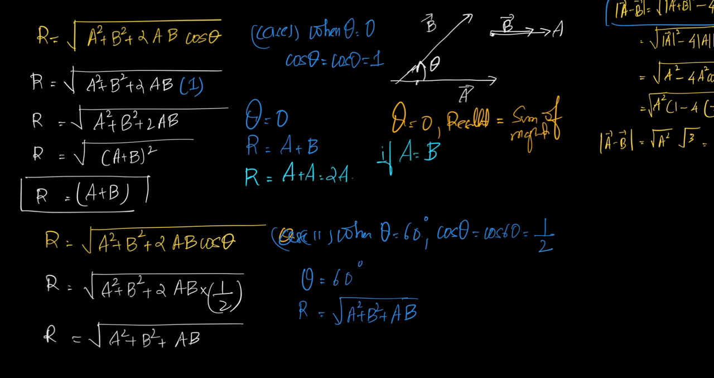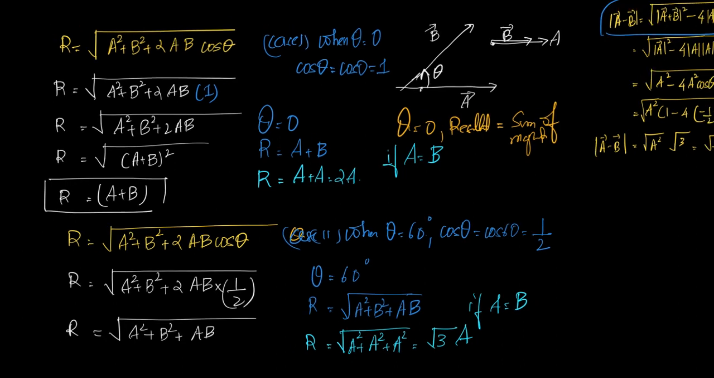And if a is equal to b, what do we have? We have R equal to root of a square plus a square plus a square, which is root of 3a square, or which is root 3 a, right? Okay, so we discussed two cases. One is theta equal to 0, the other theta equal to 60.